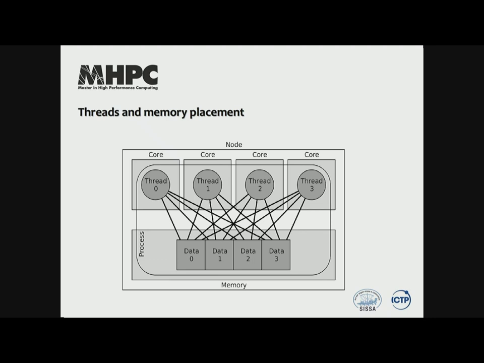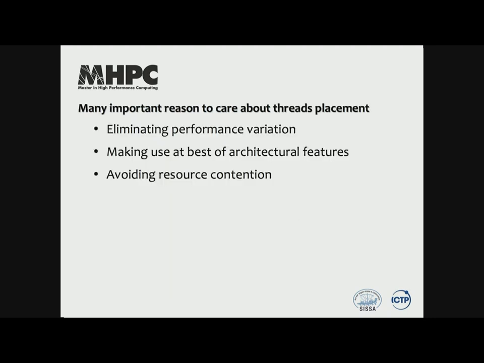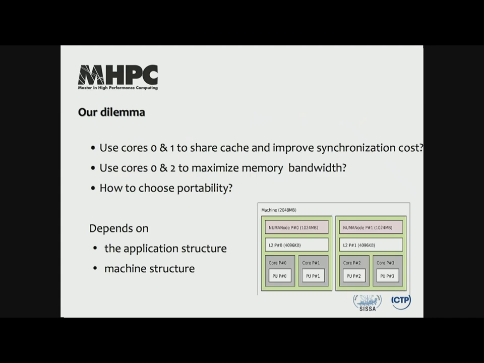Of course, the difference may not be appreciable, but on quite complex code these effects sum up, and you can see quite striking differences between running in one way and running in another. Then, if you know how to place things, you can use the best architectural features, and you can avoid resource contention. The point is that you don't know exactly what to do, because the dilemma is here. Suppose that you have a very simple architecture.